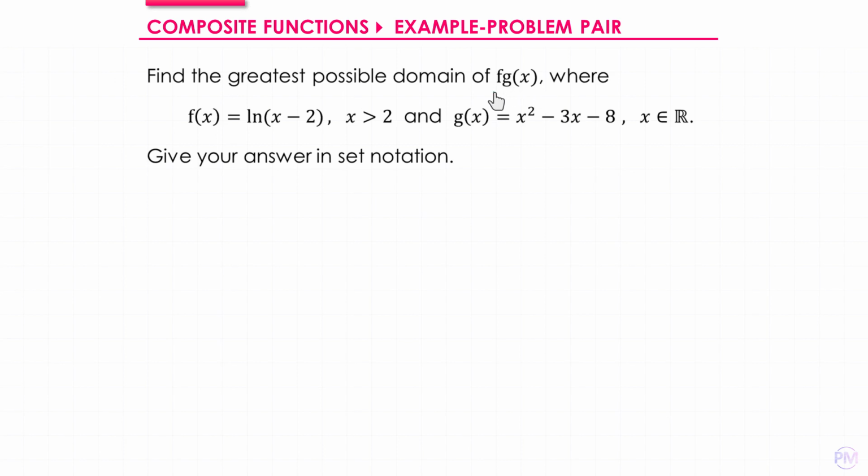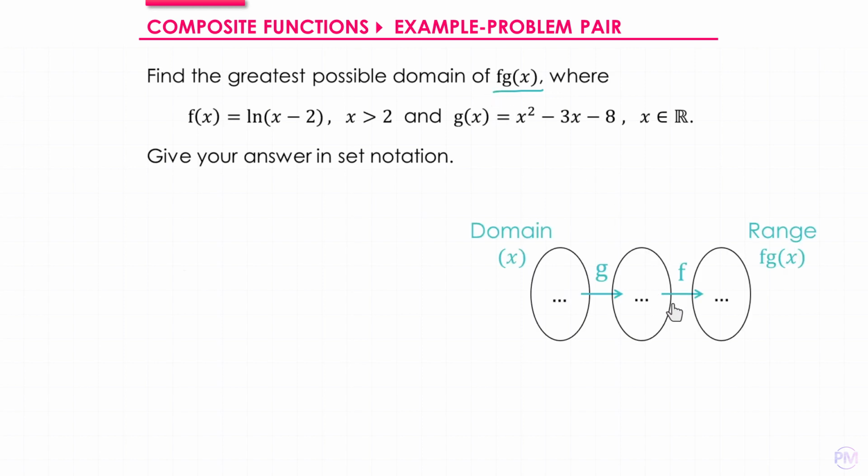This time we've got f of g of x, which is different to last time, it's the opposite way round. So this means we're going to apply g first, followed by f. Let's draw a mapping diagram to see what this looks like. And so this time, the middle section represents the domain of f. And that means we need values that are bigger than 2. So we need the outputs from g of x to be bigger than 2.